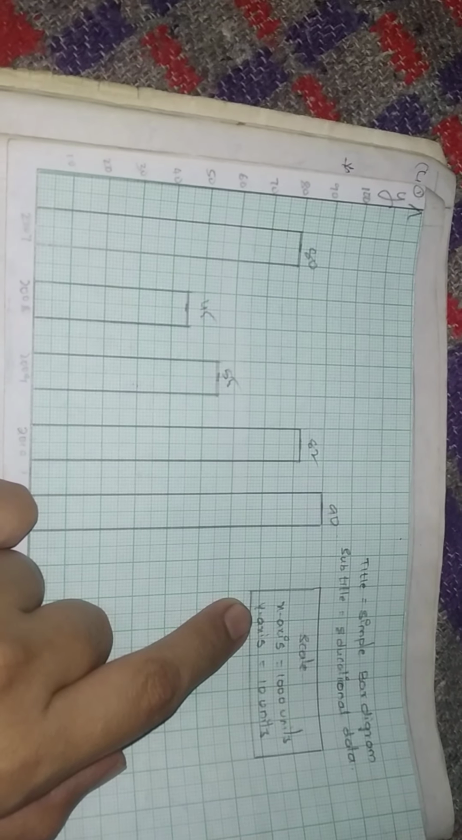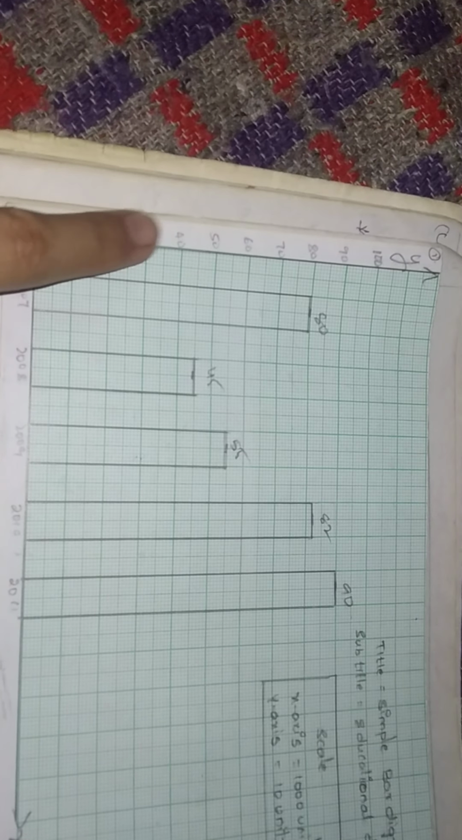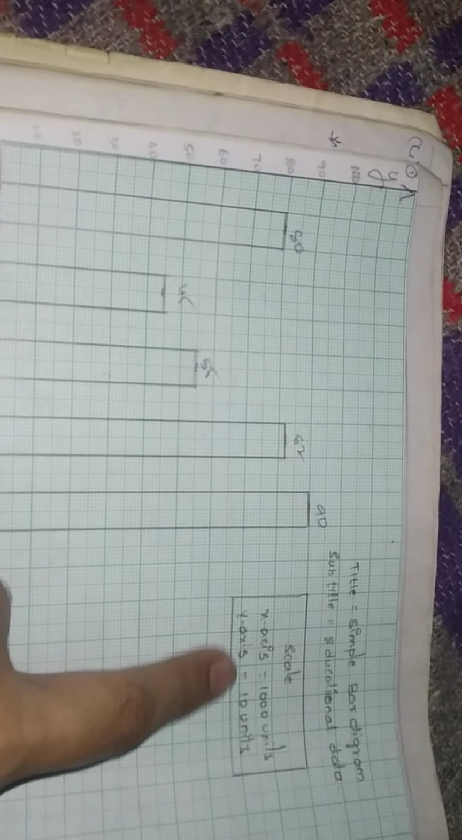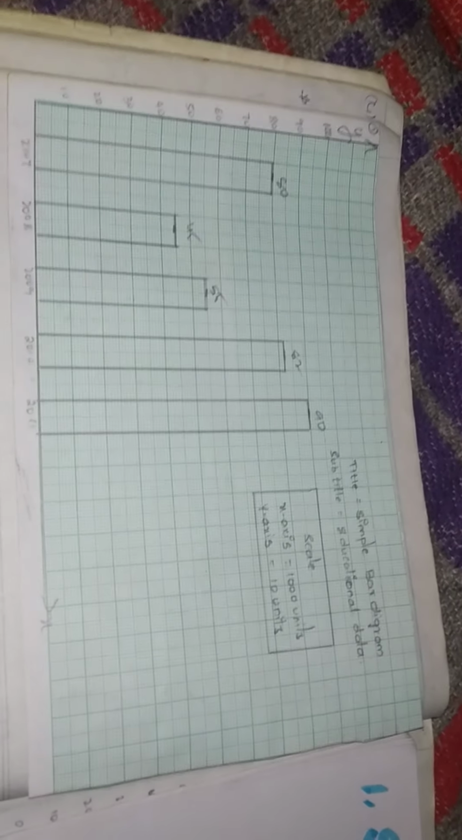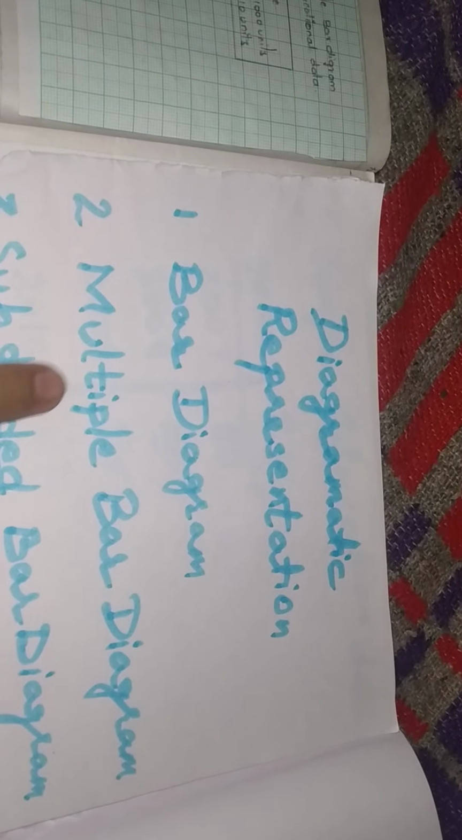Then the y-axis is having 10, 20, 30, 40. So for y-axis 10 units. Okay, like this we complete the bar diagram. Then for the next one I am going to show you about multiple bar diagram.